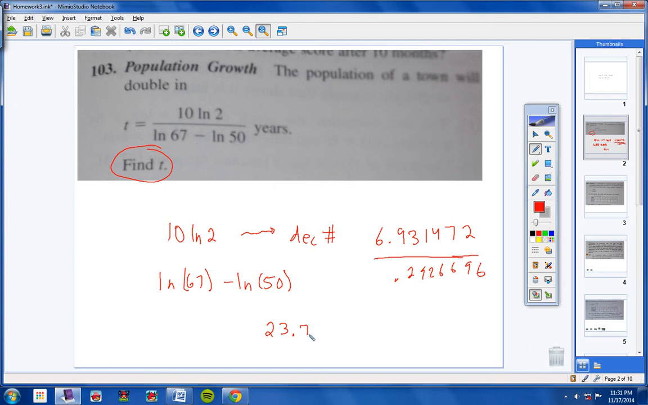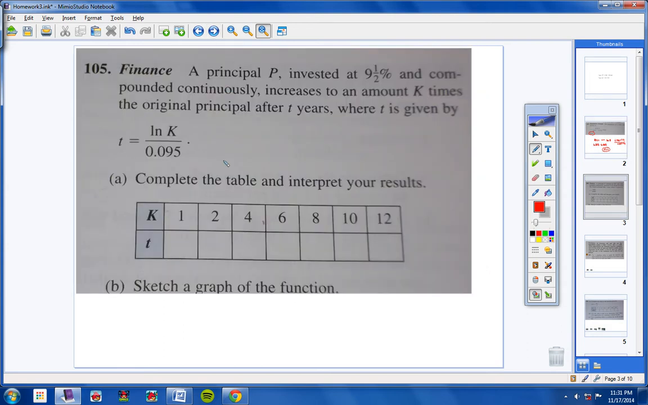23.7. So if you're trying to do research or know what kind of accommodations your city will need in the future, you can see right here that your city is going to double in about 24 years from now. So that's it. Here we're just taking how we learned to type natural logs into our calculator, and we're applying it to word problems. That's it.